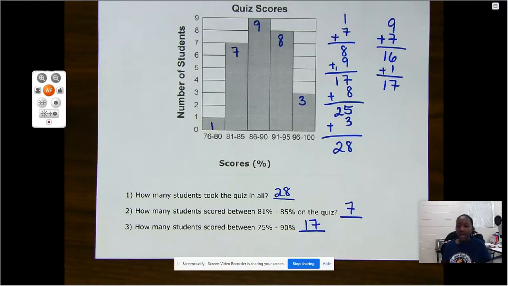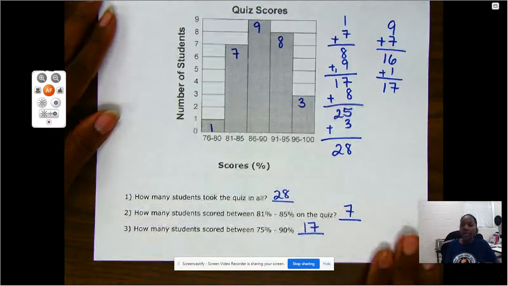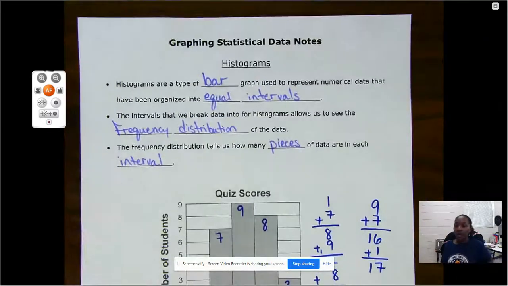All right, ladies and gentlemen, that is our notes for reading a histogram and interpreting the data. You're going to go into your folder and you have a few questions that you're going to answer regarding a histogram.